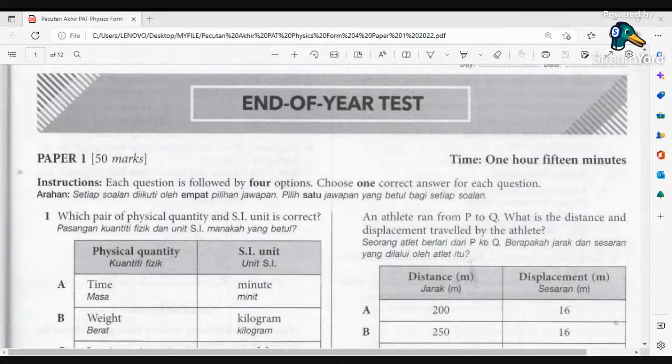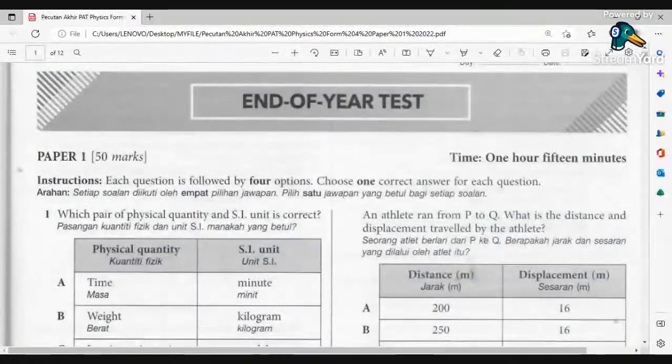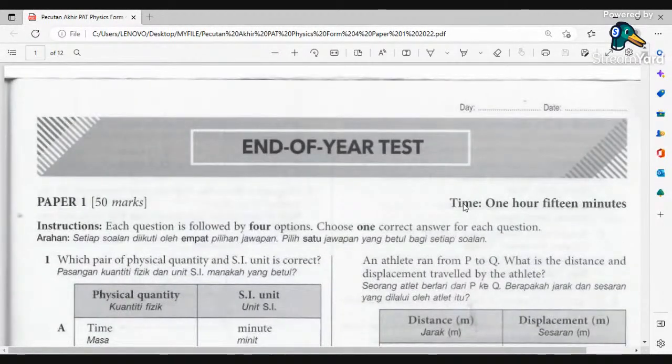Okay, if you have any question, you can write in chat or you can send in Telegram also can. Kalau ada soalan boleh tanya. Okay, we can start now. I don't want to waste time. I hope this one clear.